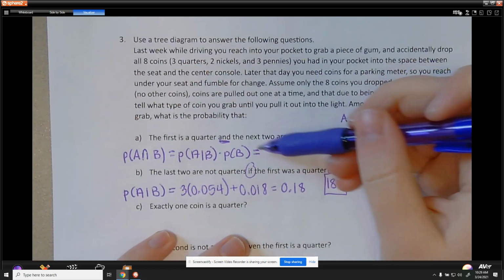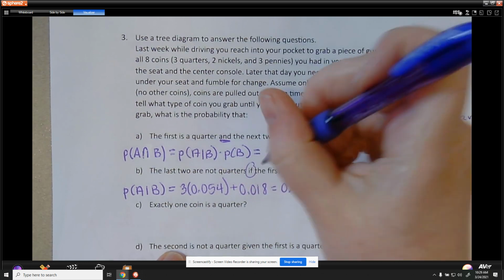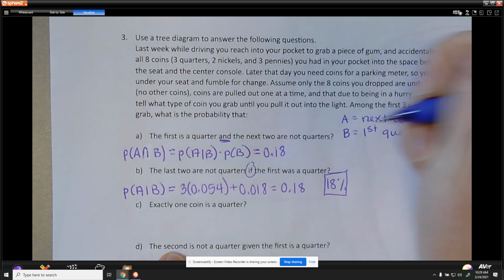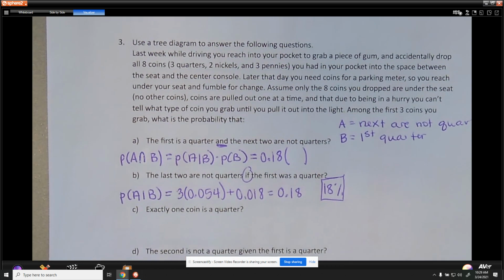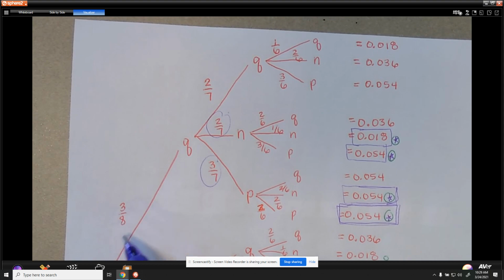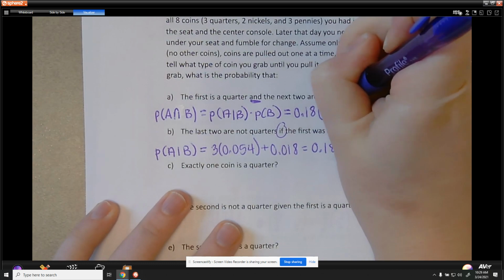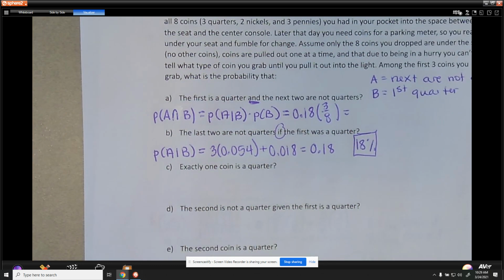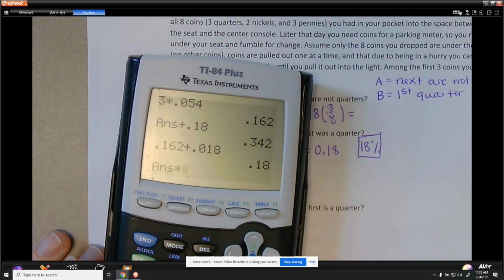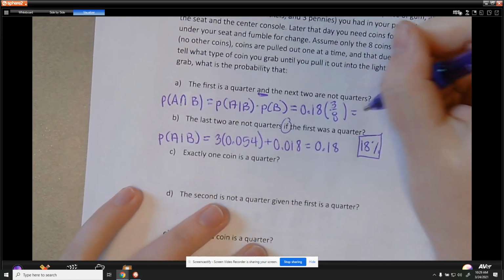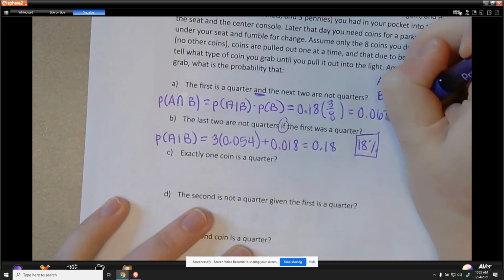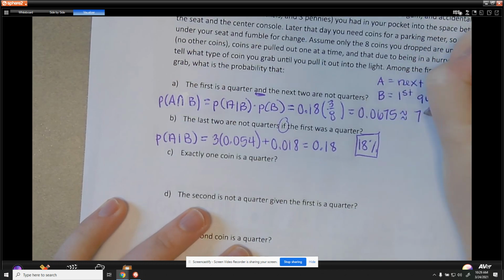All right, we're going to use that in this problem now. So this is the probability we just found, 0.18 right here, times the probability of B. And B was the event that the first is a quarter. So the first one being a quarter had a 3/8 probability. This is right at my start, 3 out of 8. So I'm going to multiply here, times 3 divided by 8. That is 0.0675, which is about 7%.